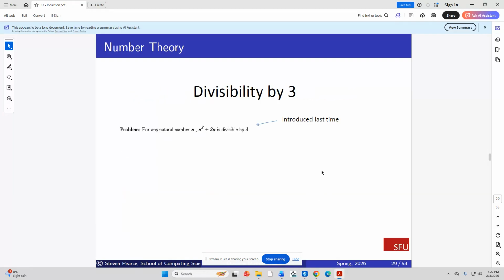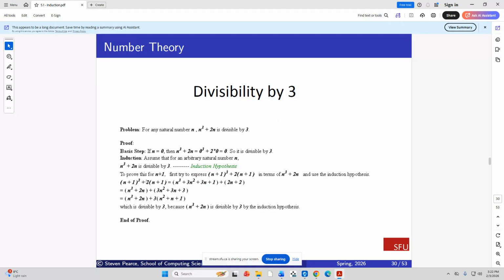Here's a good one, divisibility by 3. Okay, we introduced this, of course, in chapter 1. Chapter 1 we're doing proofs. So it looks like this. The basis step, if n equals 0, then n cubed plus 2n equals 0 plus 2 times 0, which equals 0. So it is divisible by 3.